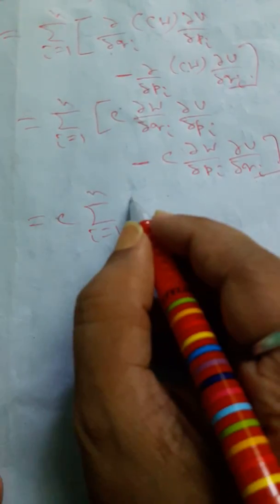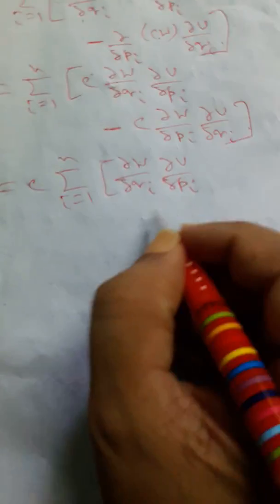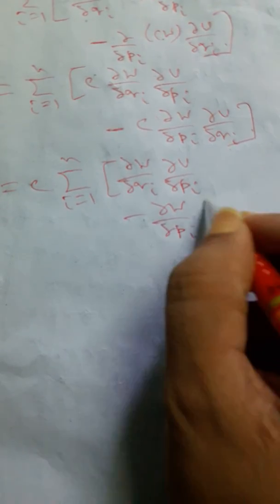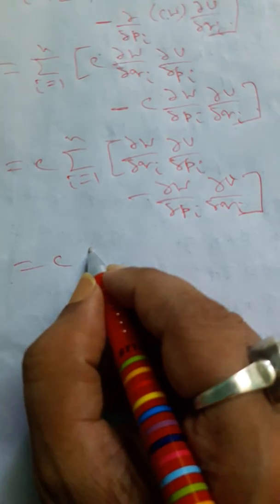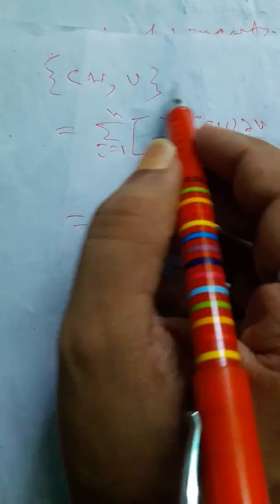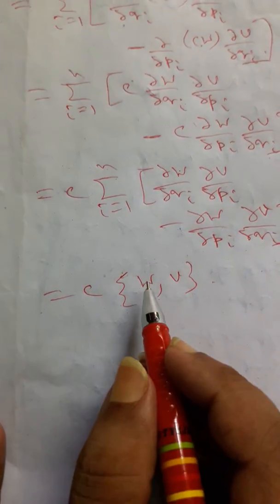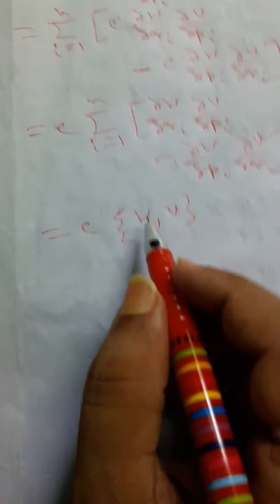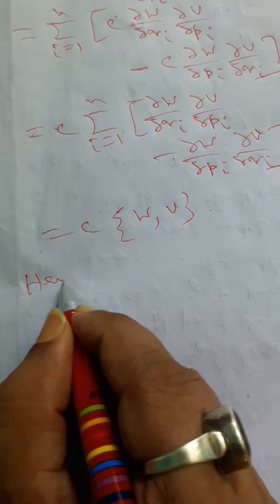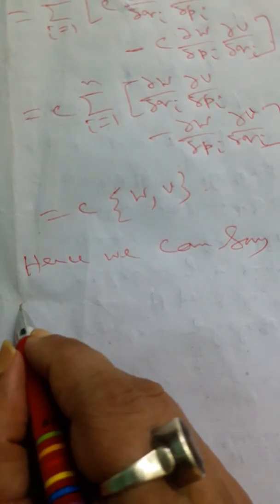So c times del w del q i del v del p i minus del w del p i del v del q i. It is clear we are going into the shape of the Poisson bracket definition, that is, the bracket of w v. So finally we proved the second criterion to satisfy the linearity property. This is the second criterion. Now finally we declare that the Poisson bracket is linear. Hence we can say the Poisson bracket is linear.